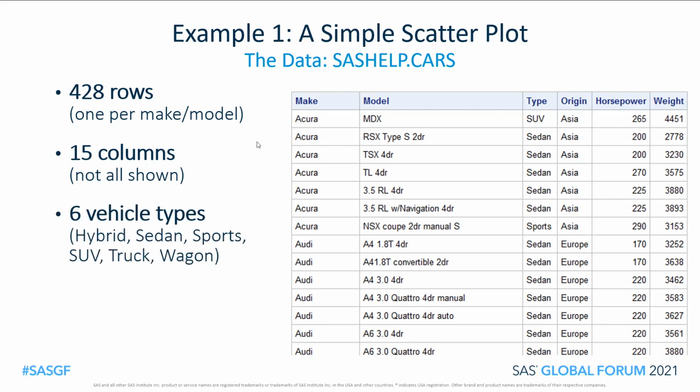In particular, besides make and model, we've got vehicle type, and you'll notice there are 6 different vehicle types. They don't all show up here in the first few rows that are on your screen, but they're all in the data set. We've also got 3 different vehicle origins, Asia, Europe, and USA, that appear in this data set. And then we've got a variety of other variables here like horsepower and weight and MSRP, which is the price, and several others that we won't necessarily use.